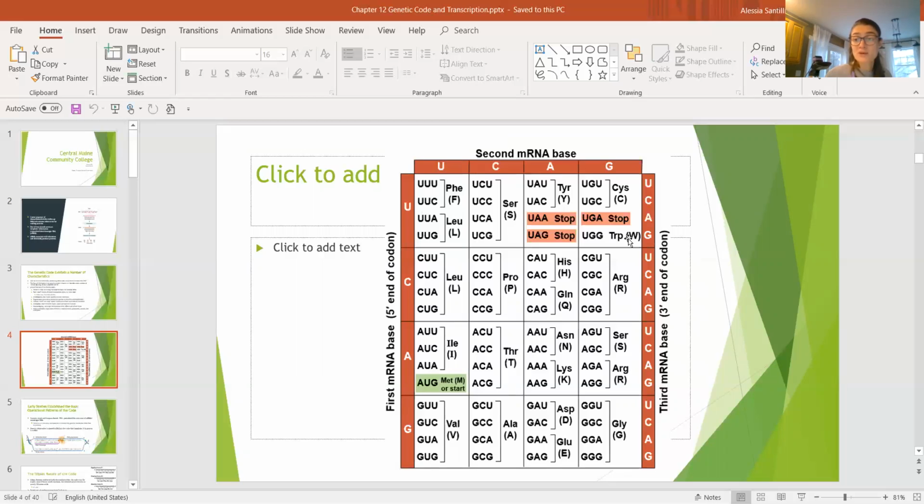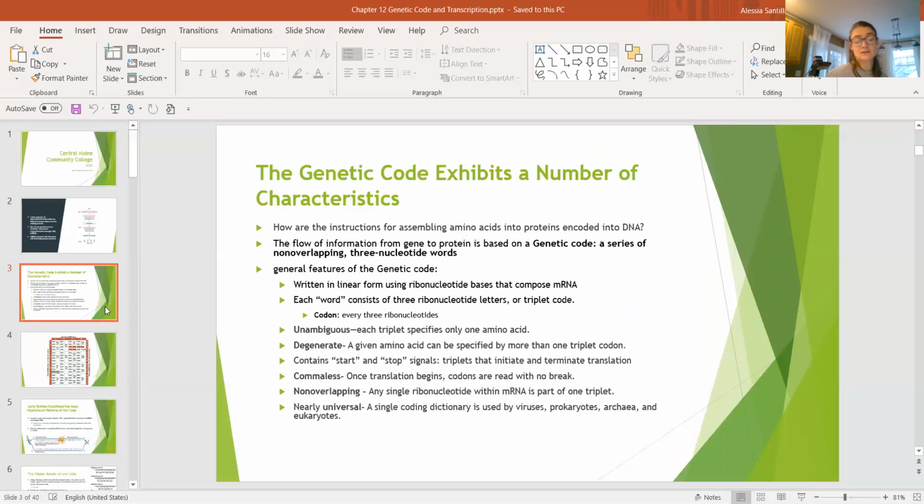However, it's always unambiguous. CAU is going to encode histidine, but it's never going to encode something like serine or proline. It's always going to encode histidine. So that's what it means by being unambiguous.